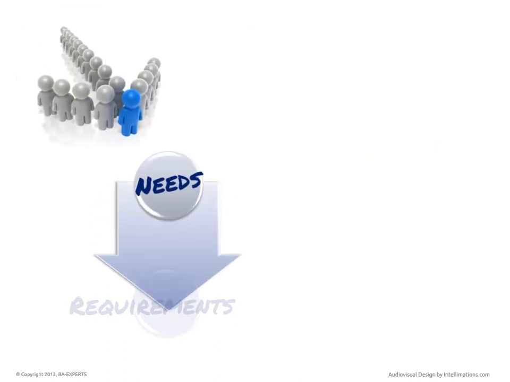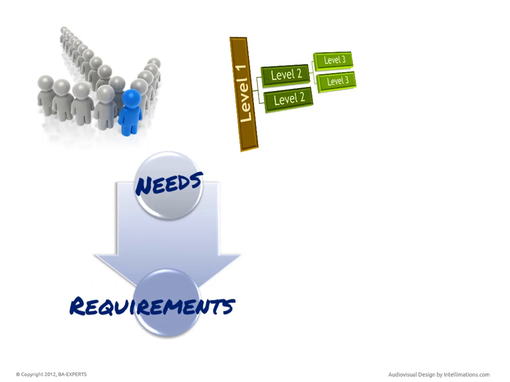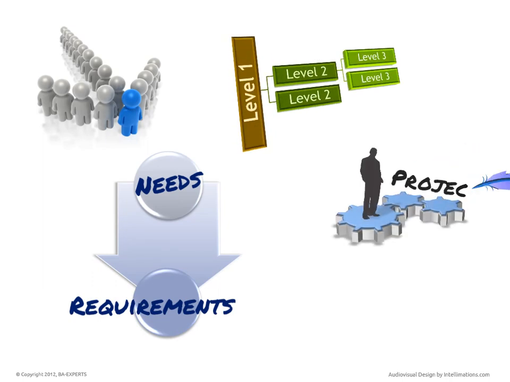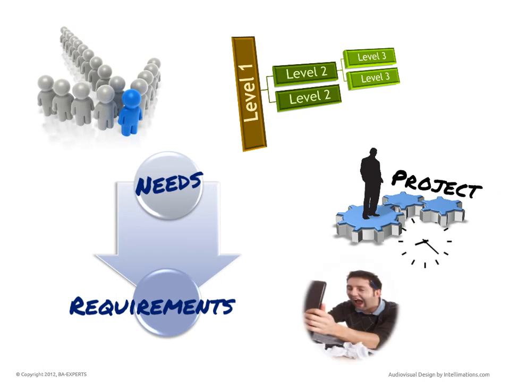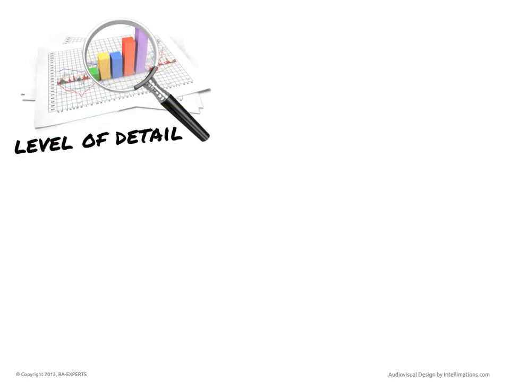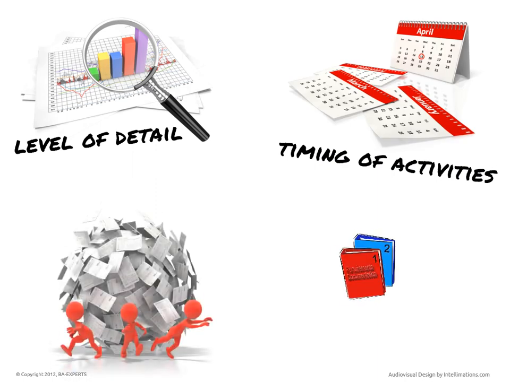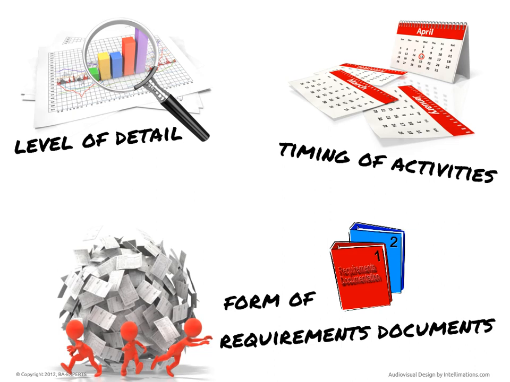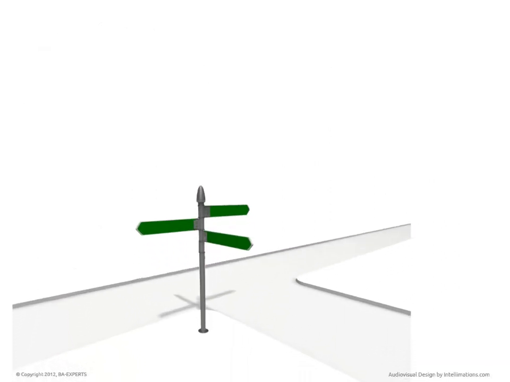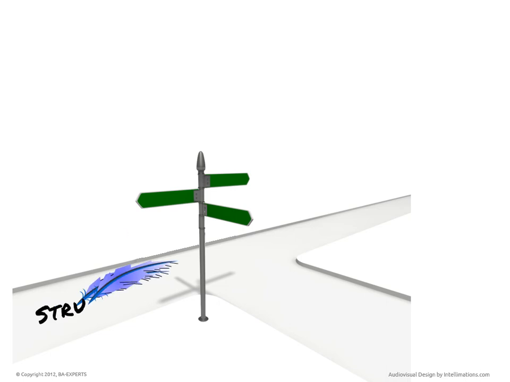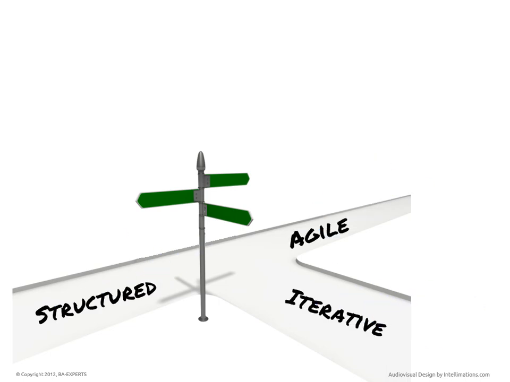As the individual responsible for translating business needs into requirements at various levels of detail, you will be involved in specific aspects of the project at different times and different levels of intensity. The major differences have to do with the level of detail of the requirements, the timing of the requirements analysis and specification activities, and the form in which you document the requirements. The three different types of methodologies currently in use are structured, iterative, and agile. Actually, there is a fourth approach.